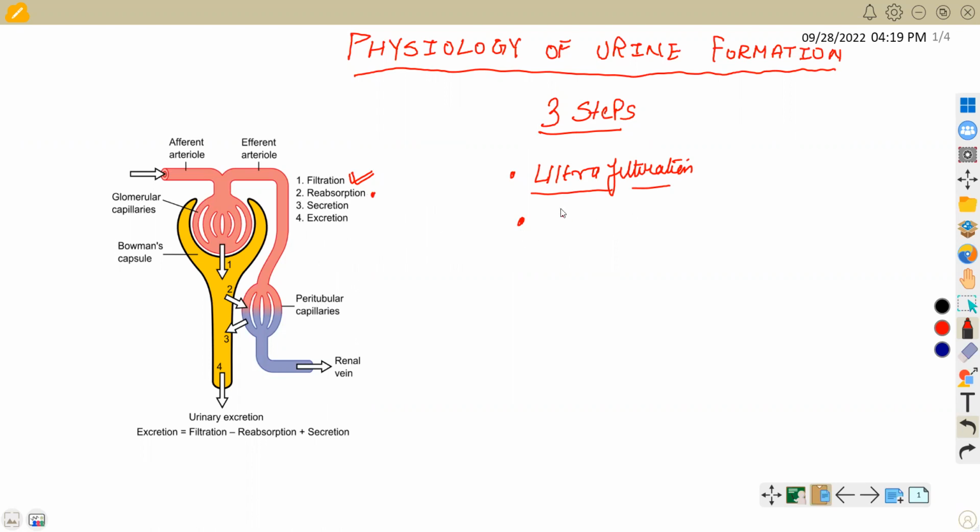Like you have studied in selectively permeable membranes, it will take only what it needs to take. So there is a selection of substances also. And the third one is tubular secretion. This secretion is not just secretion, but tubular secretion.